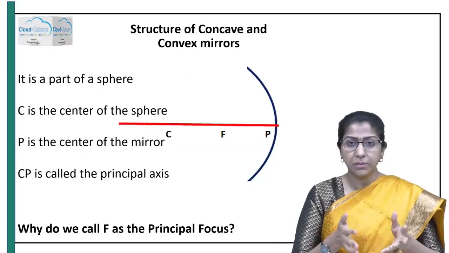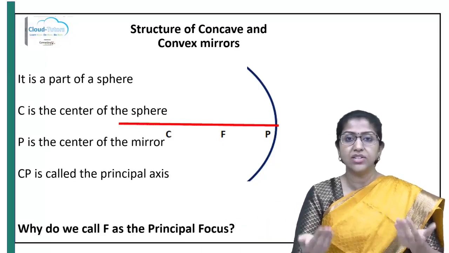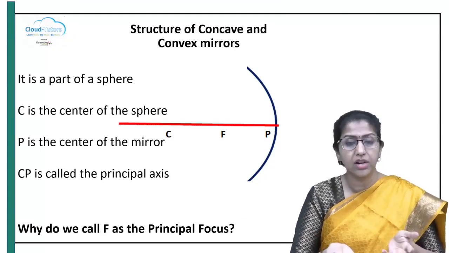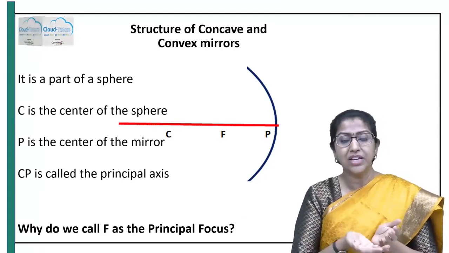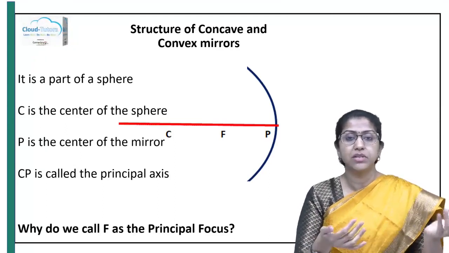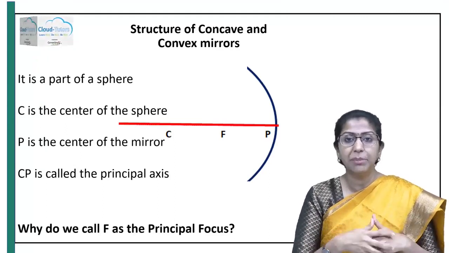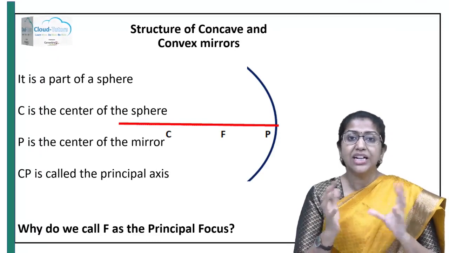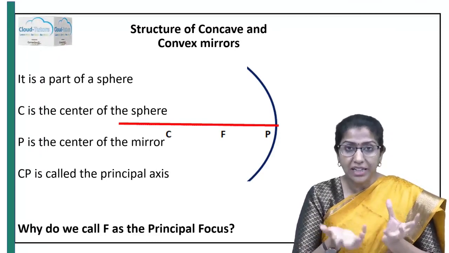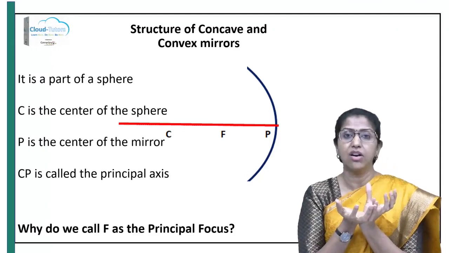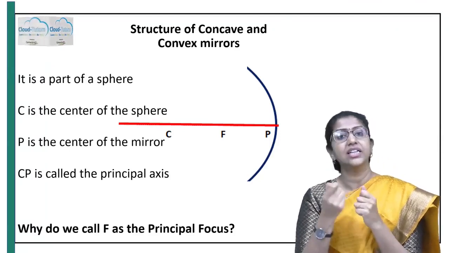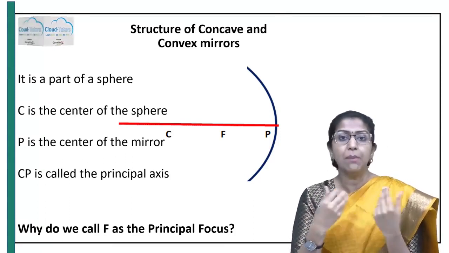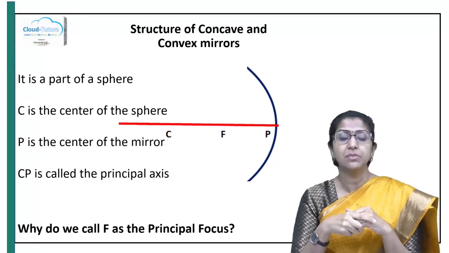When it comes to the structure of the mirror, as you have already seen, how do they get their name as spherical mirrors? Because they are part of a sphere, right? When a portion of a sphere is cut and silvered on one side, it becomes either a convex or a concave mirror depending upon the silvering side of it. As we cut the portion of the mirror from a glass sphere, there is definitely a center, there is definitely a radius, and hence there are certain terms that help us understand the structure of the concave and convex mirror better.